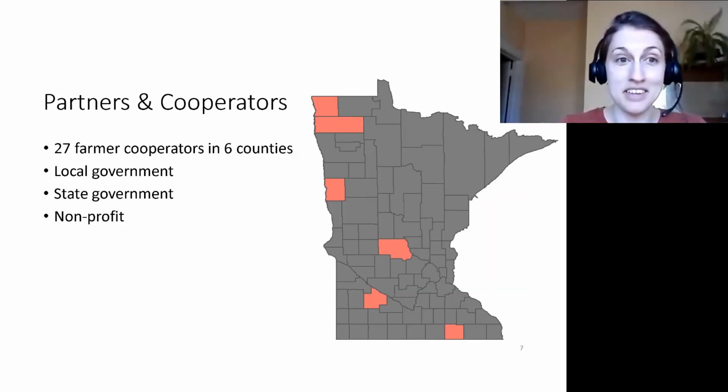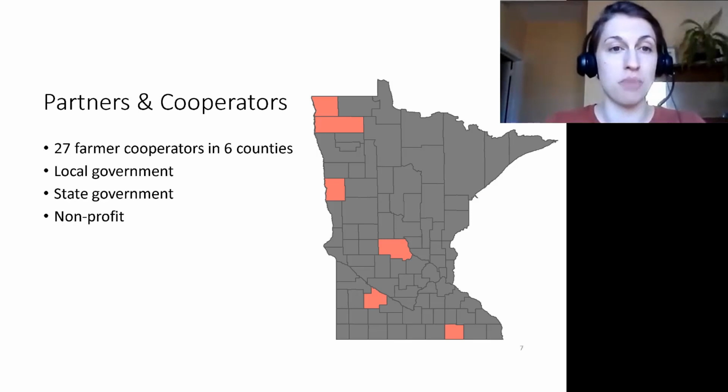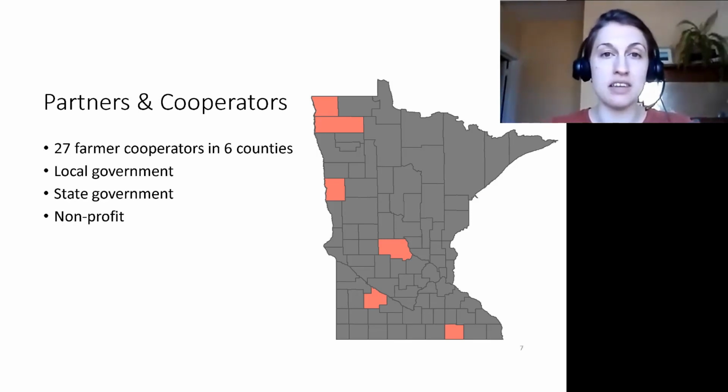We are really lucky in this project to work with a number of different partners and cooperators. So we have 27 different farmer cooperators in 6 different counties all across the state, as you can see on the map here. And then we also have some really great connections with our local government, especially the soil and water conservation districts, which are a county level conservation organization here in Minnesota, and then some state government and nonprofit partners too. So we've been able to utilize a lot of local expertise in developing this project.